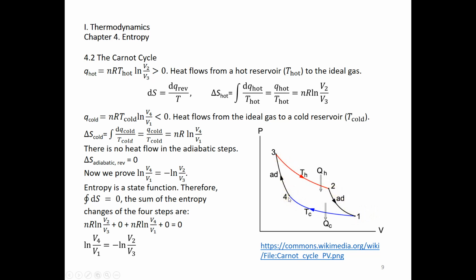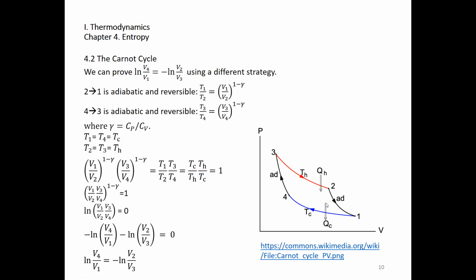So you can also say v4 over v1 is v3 over v2. v1 over v4 is simply v2 over v3. And through just simple algebraic operation, we can see v1 divided by v2 is equal to v4 divided by v3. So we get a lot of equations for the ratios of the volume in this cyclic process.